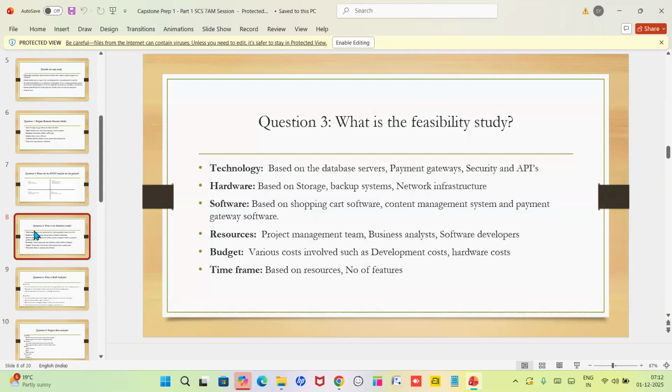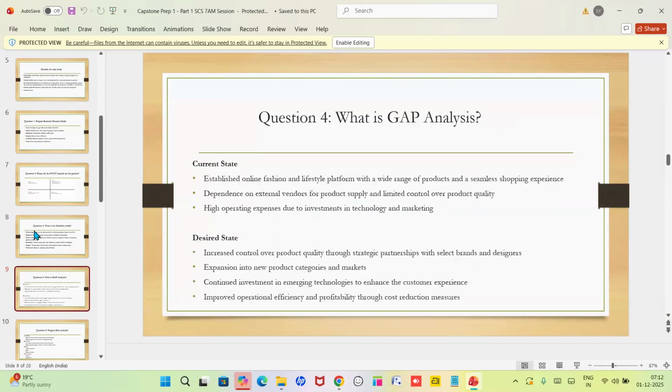So in this case study, Mr. Anthony fixed a timeline and the budget, right? The time frame is 18 months, and the budget is about 1 crore. And the resources are a project management team, business analyst, the software developers, and the hardware. What hardware are we using? What software are we using? In this way, we need to find out the feasibility study. These are the possibilities we have to complete an application.